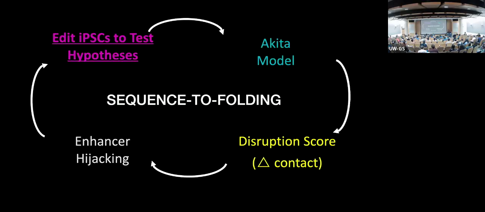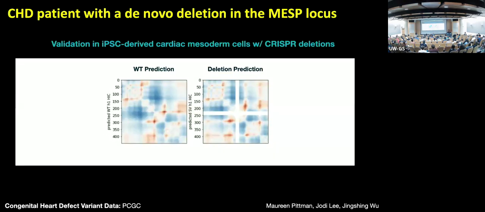We can do this in a low throughput way right now with traditional CRISPR genome editing, and I'm very excited that we're starting to move towards being able to do hundreds and thousands of these with this Editron technology that I mentioned. But I'll show you a traditional genome editing experiment.